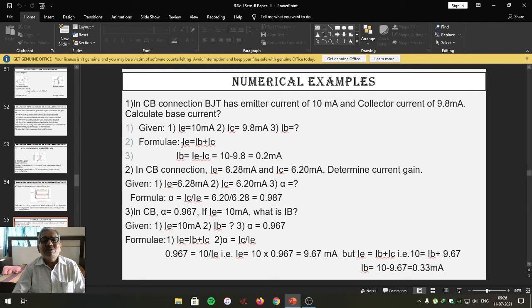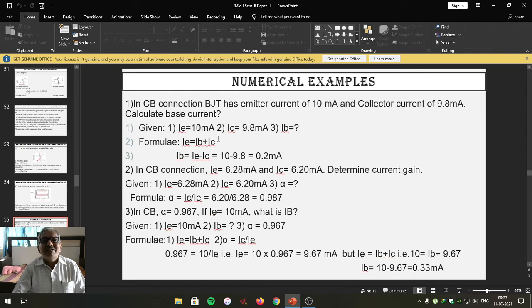That will be coming in the formula. So the formula is IE is equal to IB plus IC. This is to be remembered by you. Depending upon the given quantities, you have to decide which formula is to be used. As IE is given, IC is given, you are required to calculate IB. So that's why this very simple formula is necessary, and that is IE is equal to IB plus IC. Friends, IB is to be calculated by using this formula. Convert this formula as IB is equal to IE minus IC.